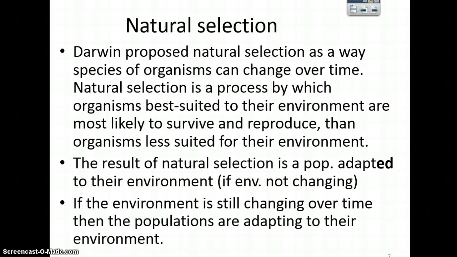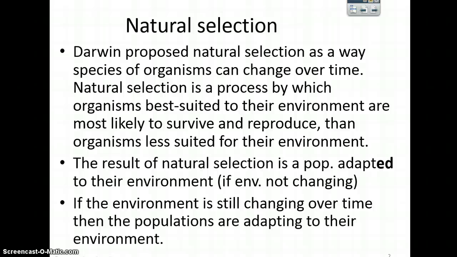If there is an organism out there and it's not healthy, it has some disease, or it can't blend in, it's going to get eaten. It's not going to be able to reproduce. So those traits are not going to show up in the environment. So only the traits, the genes that have allowed them to be successful get to show up from generation to generation. The result of natural selection is a population adapted to its environment.